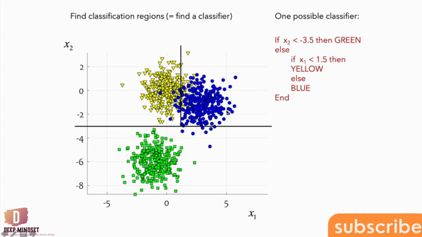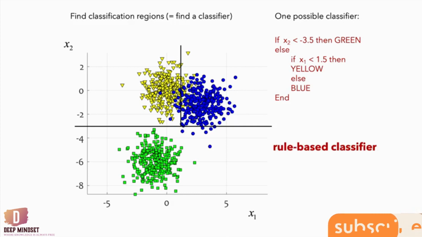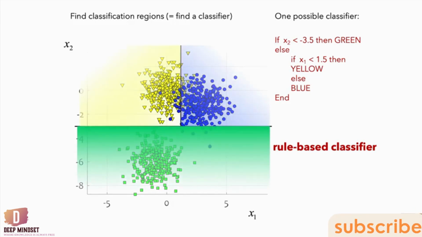So you see that a classifier does not have to be something very complex. So this is a rule-based classifier. So these are rules. And we got our 3 classification regions.